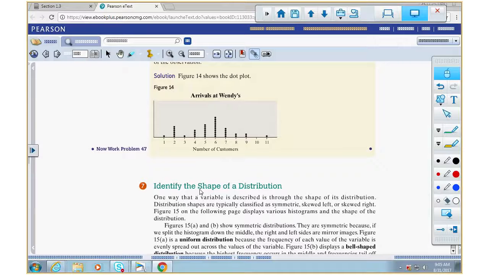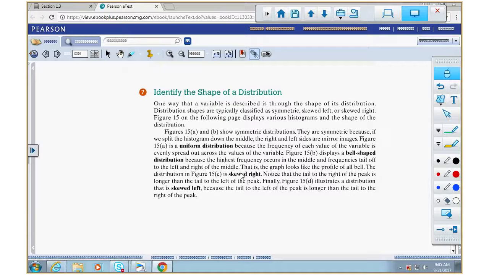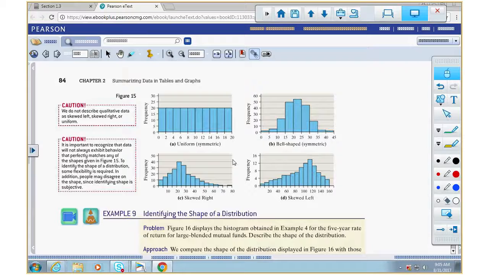And here we go with identify the shape of the distribution. There are 3 particular shapes. Well, 4 if you throw in uniformity, which you don't get unless you're dealing with time. So that's uniformity, normal, skewed right, and skewed left.